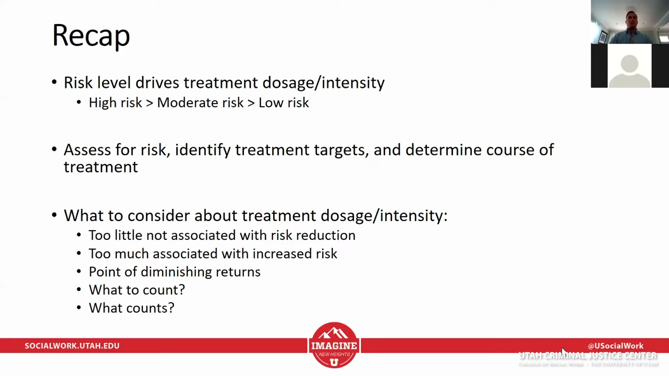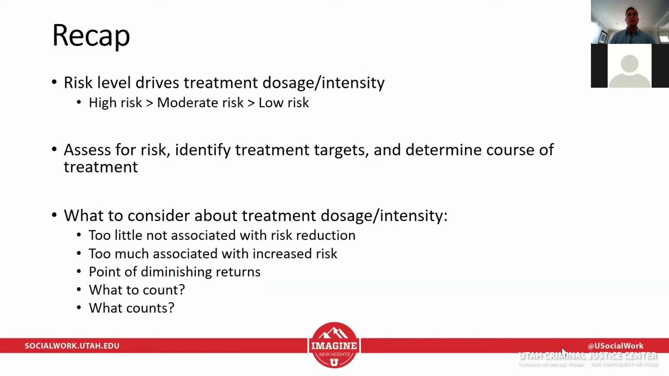So first is to really assess for risk. We're using a standardized, validated risk-need assessment tool to identify the extent and nature of the problems, or the criminogenic needs. Those are things that we're going to want to specifically focus on when we're targeting treatment. So we want to identify the highest risk areas and build our case action plans and treatment plans around prioritizing those that have the highest risk.